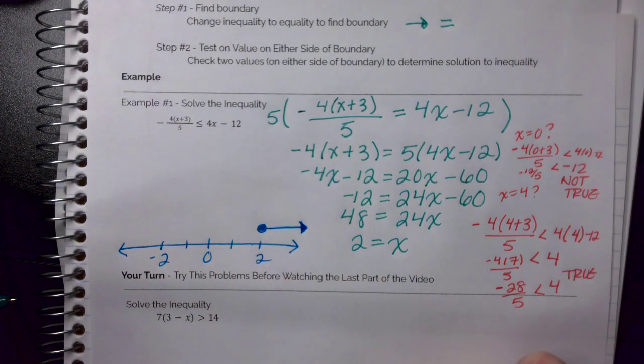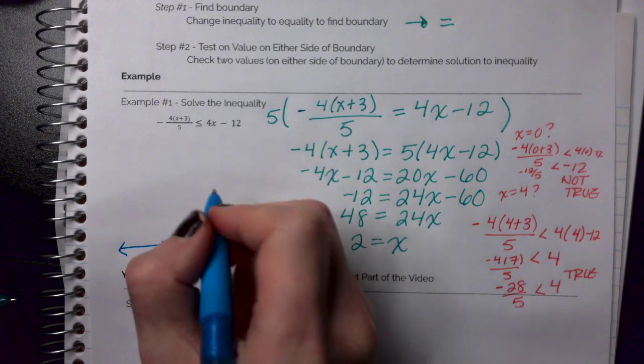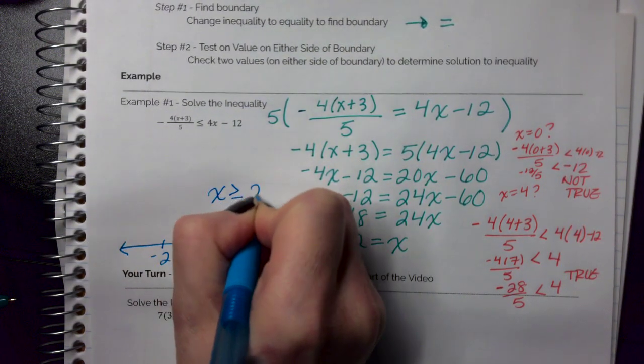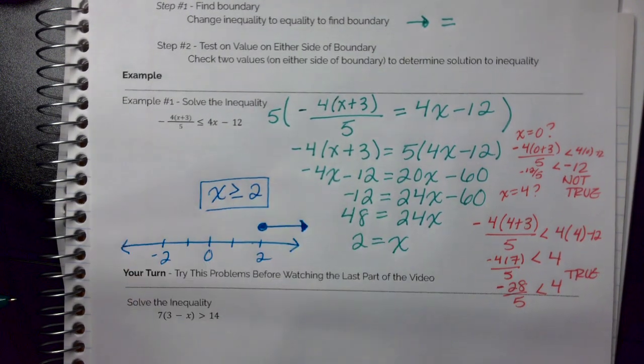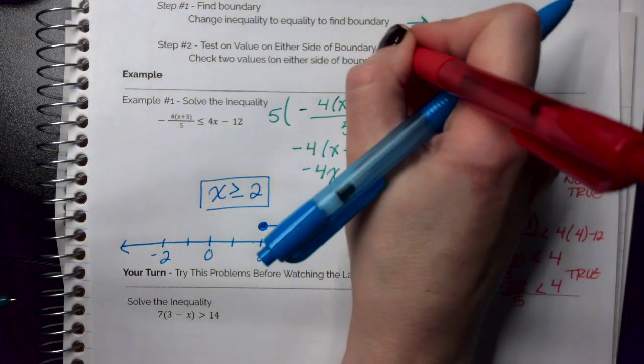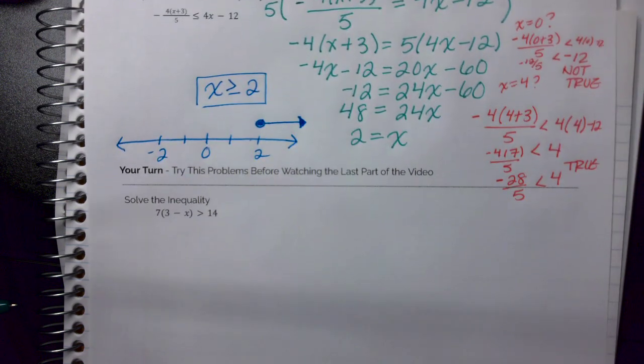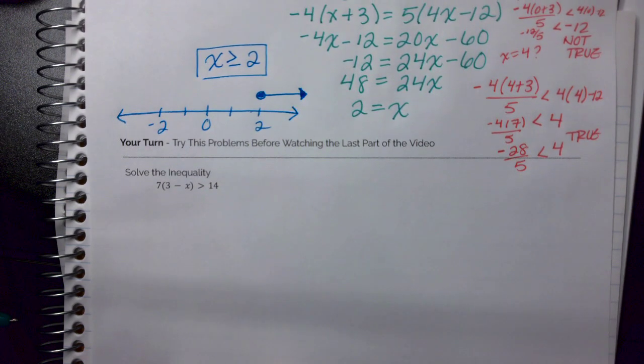And let's think back to the first side. How I would write this inequality is x is greater than or equal to 2, and that's the solution to this inequality. Okay, so we're doing the check in red. Now it is your turn to pause and try a problem, and then unpause the video when you're ready to check.